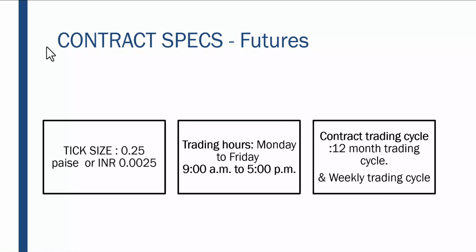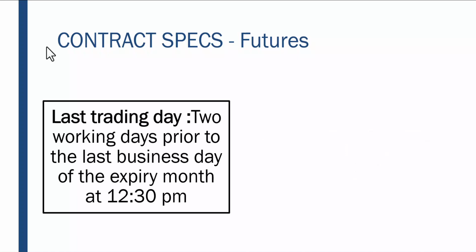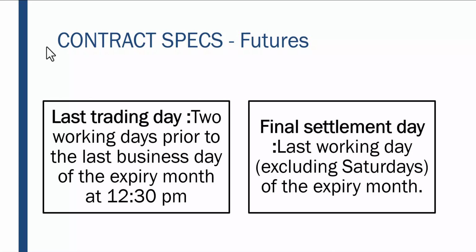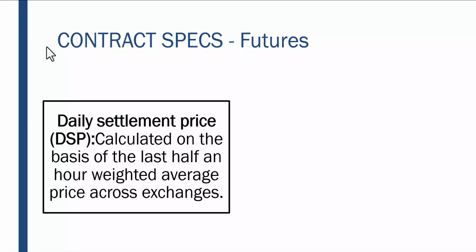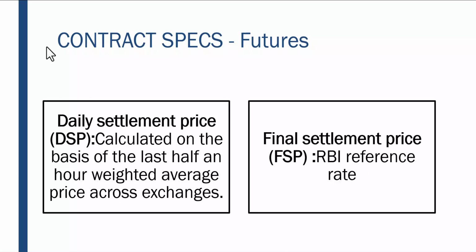Trading hours are Monday to Friday, so you can place the order any time between 9 a.m. and 5 p.m. on the currency market. Contract cycle, we know: 12 monthly contract cycles and weekly contract cycles. Last trading we have already done. There is a final settlement, which happens on the last working day, excluding Saturday. If Saturday is there, then 2 days are counted before that Saturday. Now there is a daily settlement price mechanism and there is a final settlement price.